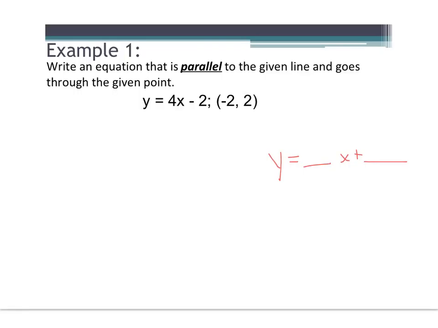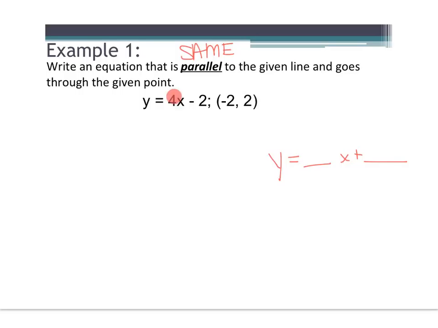Let's keep reading then. Write an equation that is parallel. Hold up. Parallel means the slopes are the same to the given line and goes through the given point. So let's take a look at the equation they give us. Let's first identify our slope. Our slope in that equation is 4.